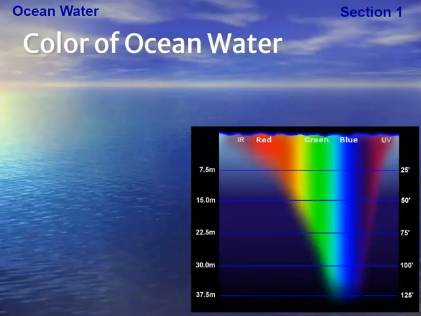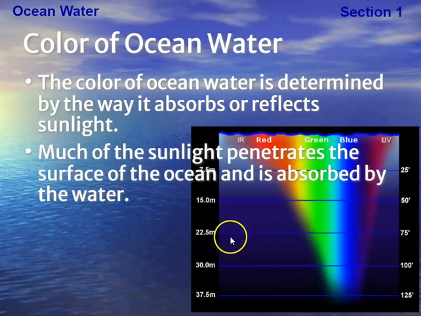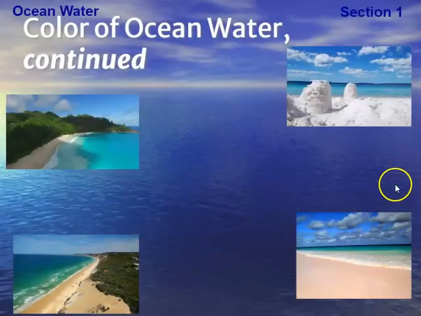Color of ocean water gives an indicator of overall ocean health. So we have phytoplankton that are growing inside of ocean water, and that tells us a little bit about how healthy that specific area is. That phytoplankton then either absorbs or reflects light. As sunlight penetrates through the surface of the ocean, it's absorbed by the water. Some of it is reflected off. Only the blue wavelength of light tends to be reflected, which gives our oceans that blue color that we're so familiar with.